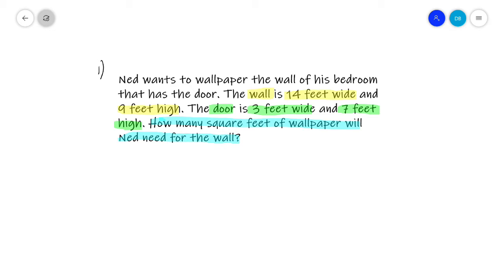If you think about this, would you put wallpaper on your door? No, of course you wouldn't. So what we need to do is we need to find the area of the wall and then subtract the area of the door.